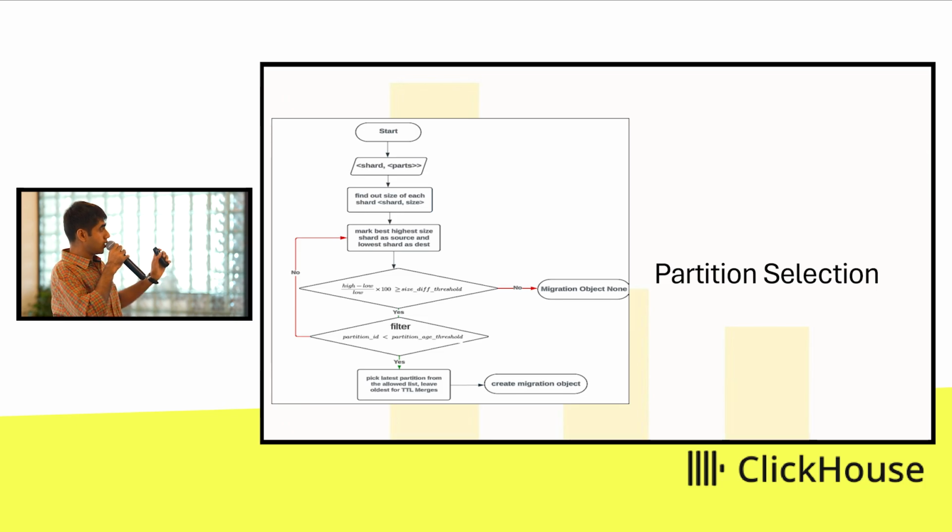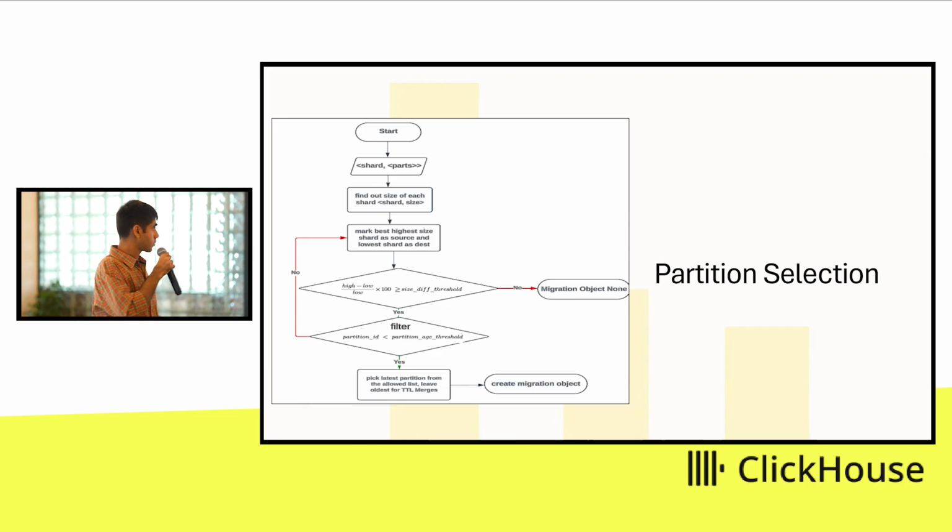Now, what does our partition selection look like? So you have a cluster, you look at the disk usage. Currently, we are only looking at the disk usage across the cluster nodes. So we look at the disk usage across all the nodes. We select the node which has the highest disk usage as the source, and the node which has the least usage as the destination. Now once you have fixed your source and destination shards, you want to select a partition.